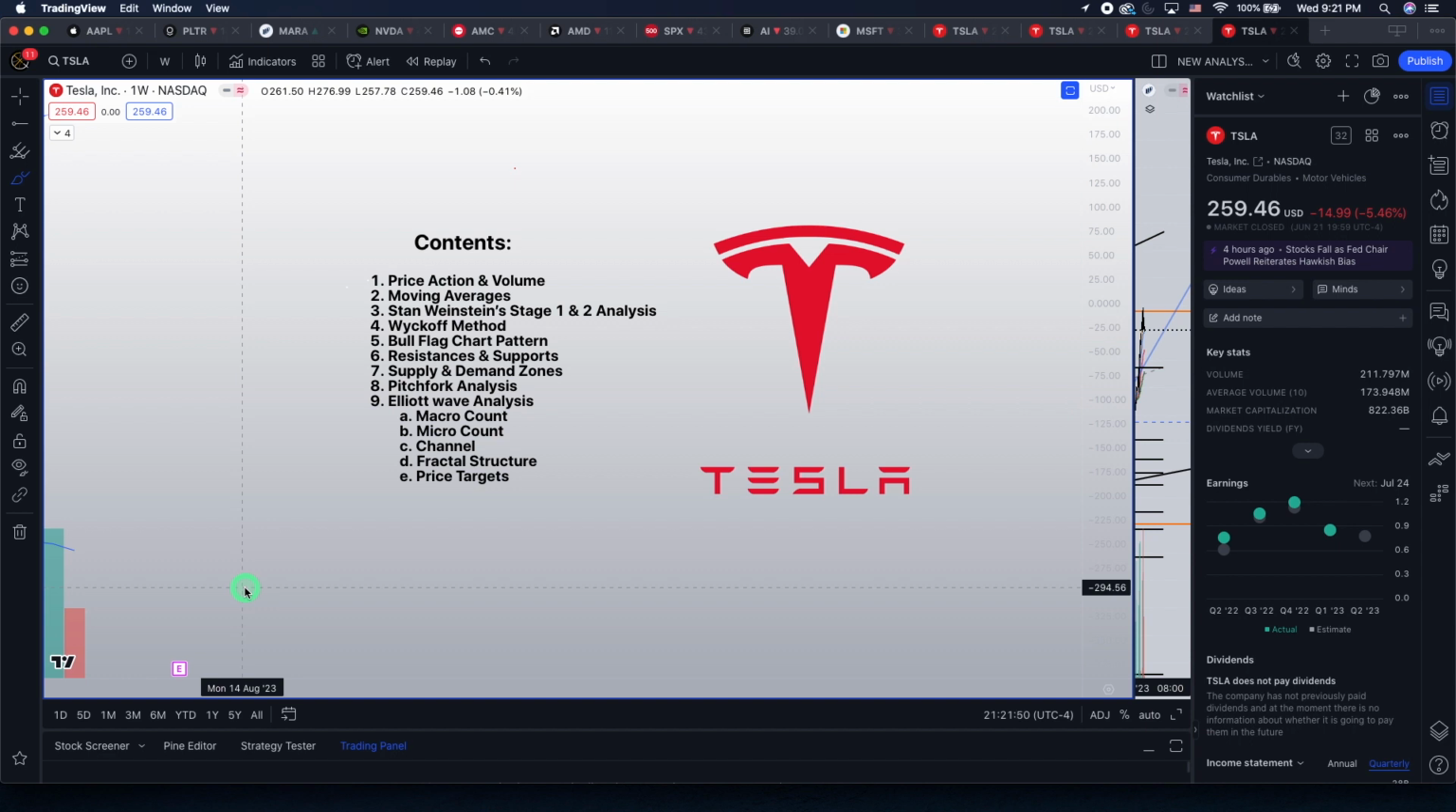Today we're going to be doing a complete technical analysis breakdown on Tesla, ticker symbol TSLA. As you guys know, we've been following the stock for a while, primarily looking at it in terms of its Elliott wave count. We're going to do an update on that wave count going into the macro and micro structures, but I'm also going to take a look at it in terms of just its overall price action. We'll take a look at some of the moving averages.